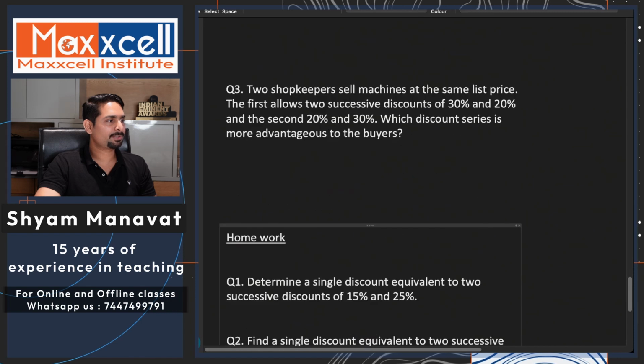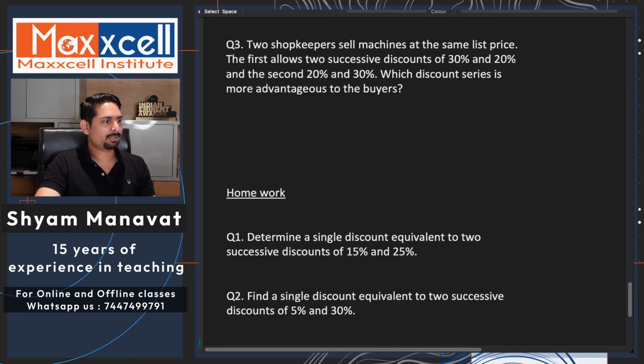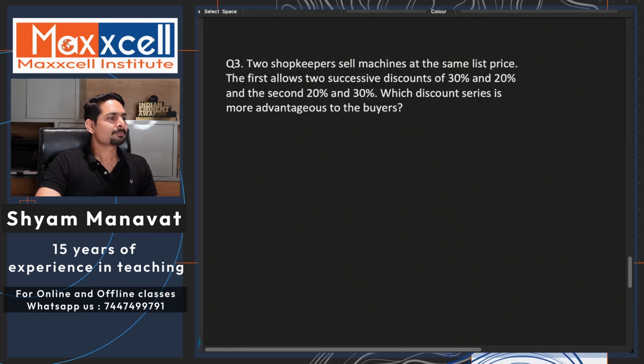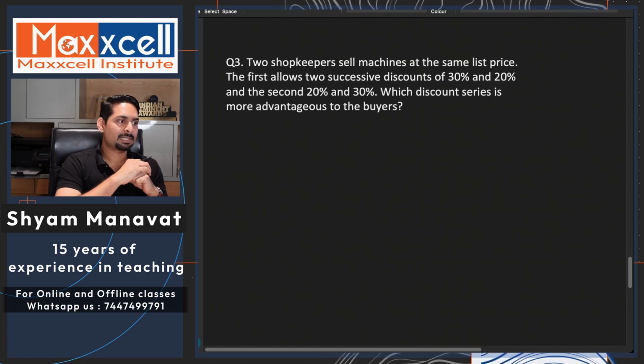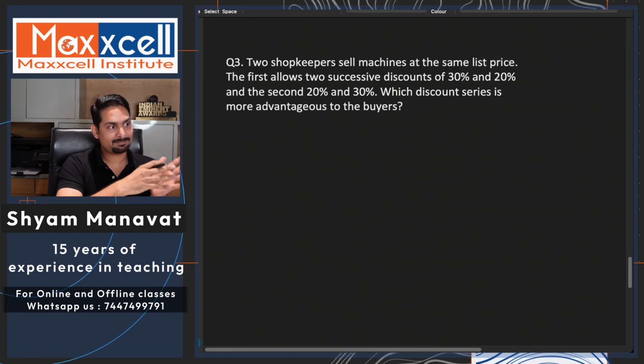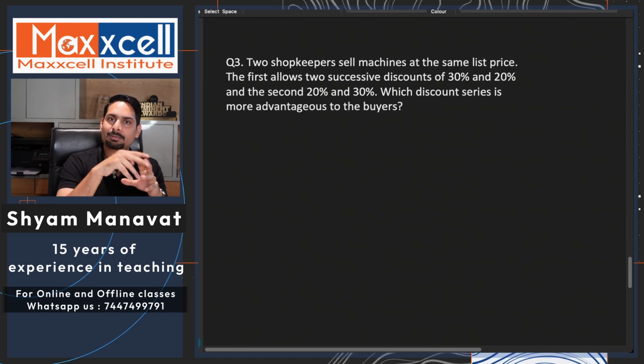Let's see question number 3. What do we have here? Two shopkeepers sell machines at the same list price, and you have successive discounts of 20 and 30, and 30 and 20, and the second one is 20 and 30. Tell me one thing, is there any difference between the two?